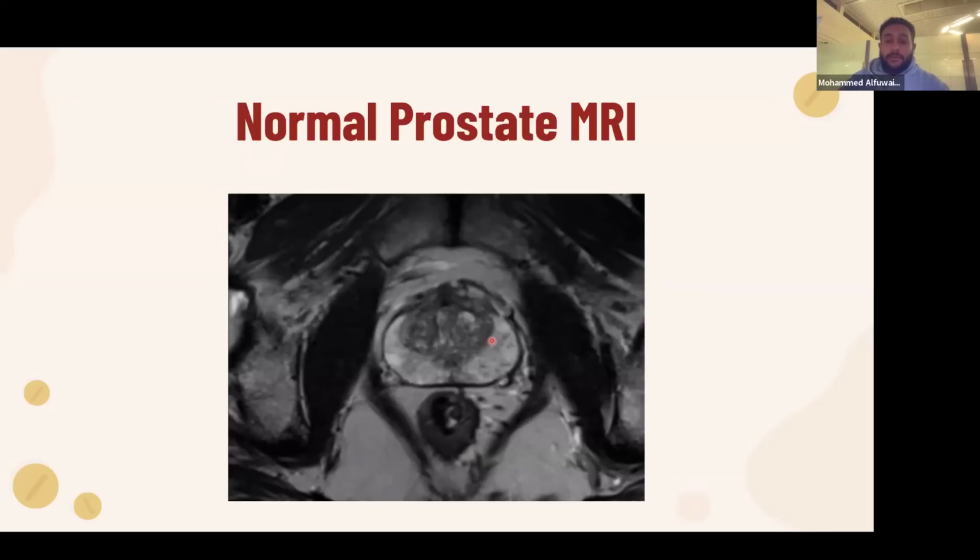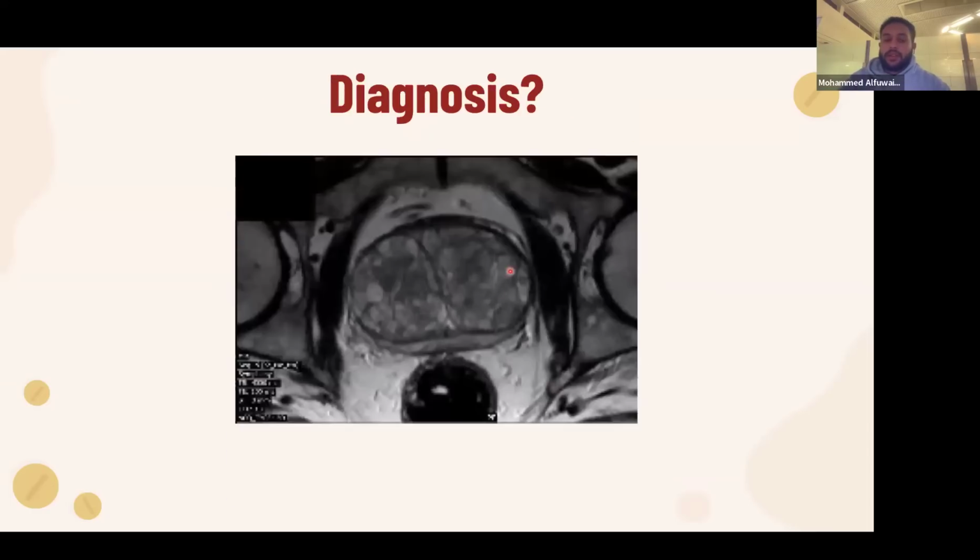Good. So this is peripheral hyperintensity. So this is BP. This is normal prostate. The periphery of the prostate is more hyperintense. It's brighter. The central part of the prostate is darker. This is a normal prostate MRI. Now, what do you see here?